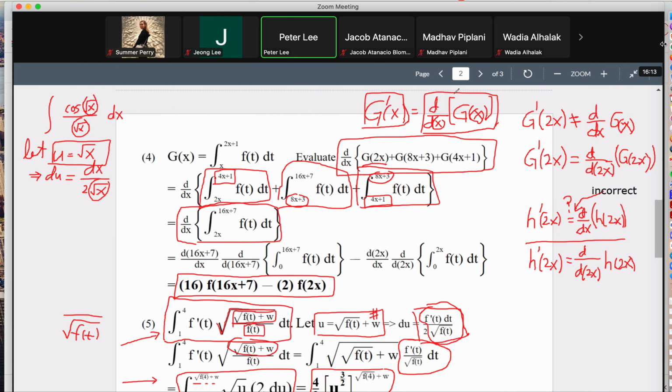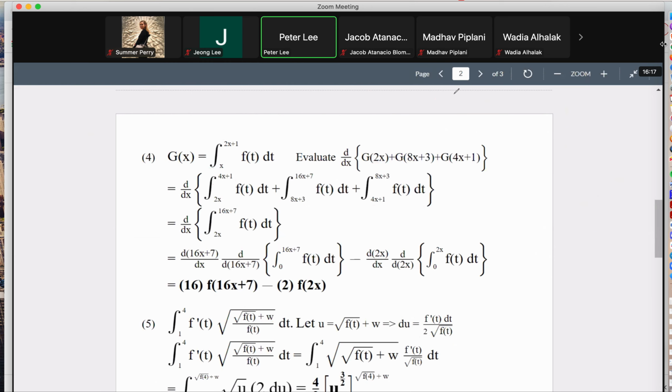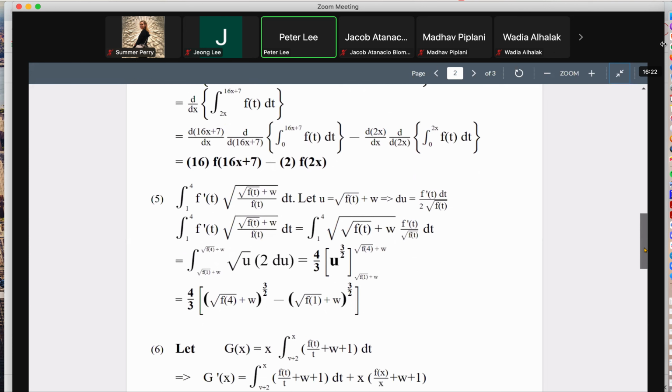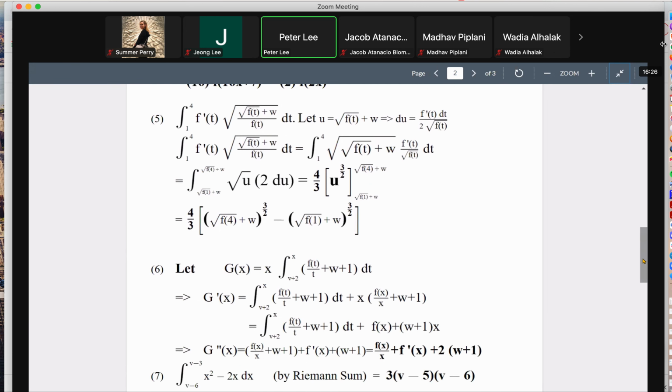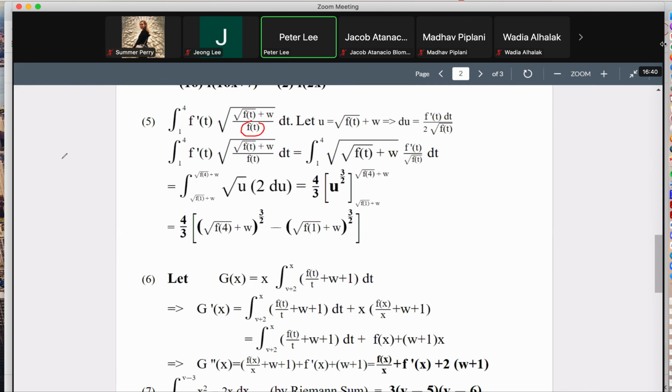So maybe I'll clear this, just to scroll this down now, and then that's it. See? Number 5. Number 5 is really not so hard. Well, it's not easy because you have to know the substitution, but you have seen this pattern here. So the key thing to note is that there is the square root of f of t over here. That's the key thing to note.